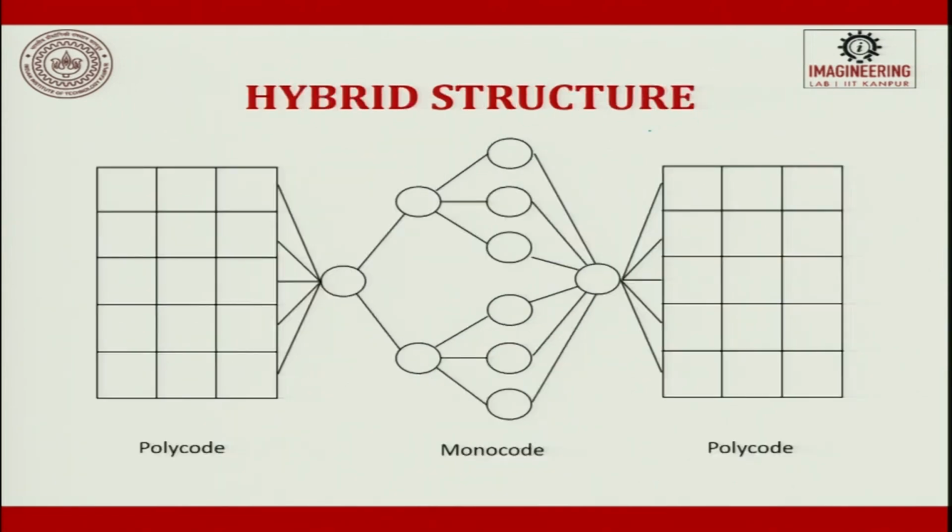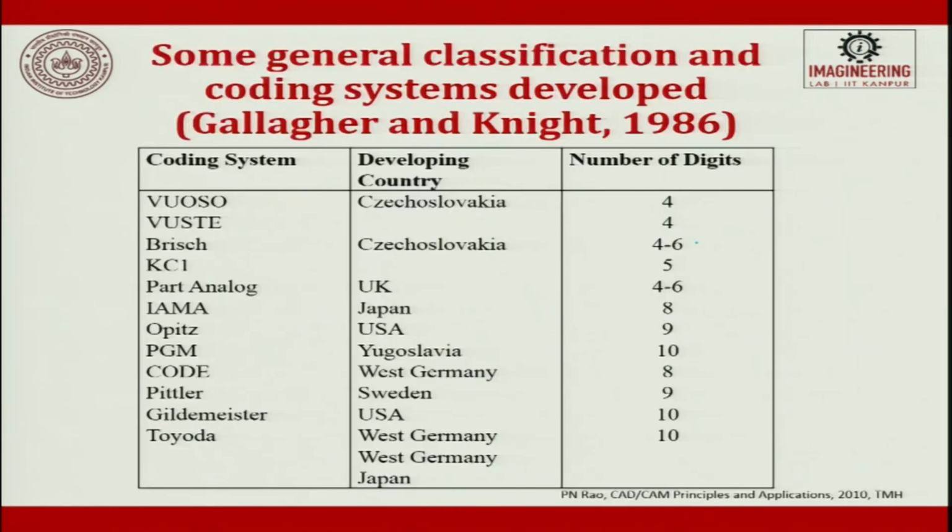In hybrid you will have the first 3, this is just a representation, followed by polycode, then monocode in the next 4 digits, and next again polycode in the last 3 digits. So, here is a mixture of polycode and monocode. In polycode, every digit has its own relevance. In monocode, the amplification of the information is happening.